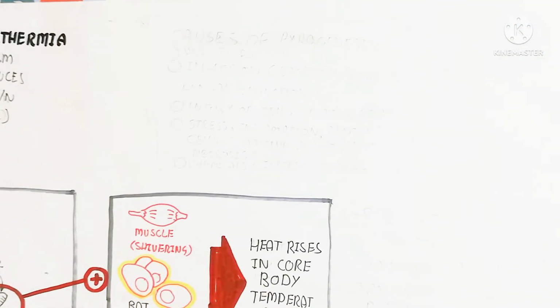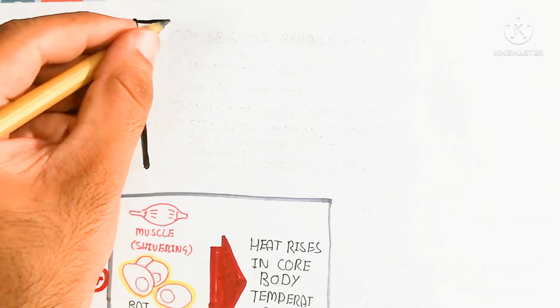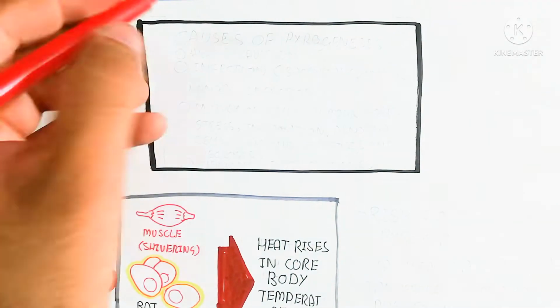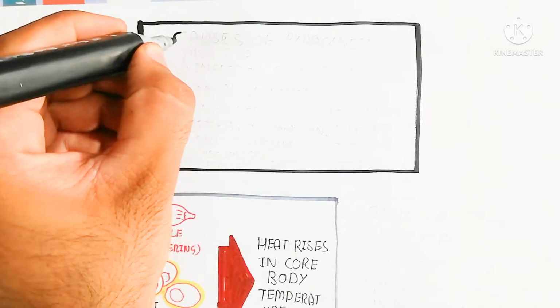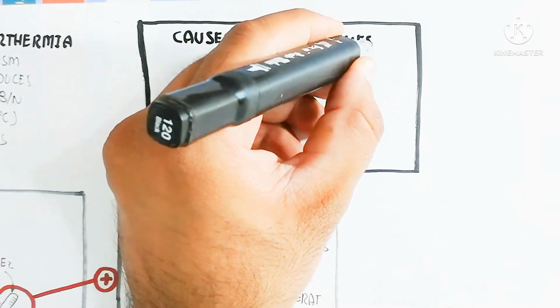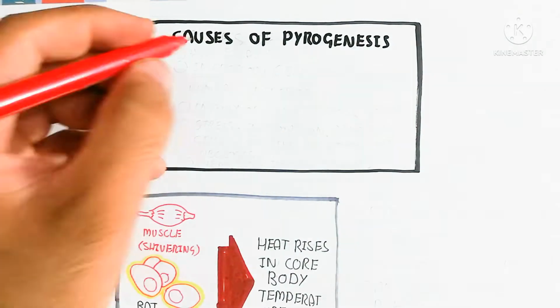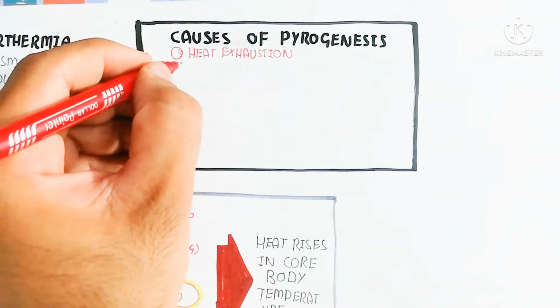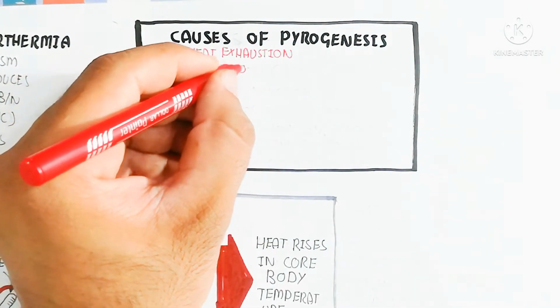So here is aspirin, which is a non-steroidal drug, an NSAID you can say, which will inhibit pyrogenesis, because the cyclooxygenase enzyme activity will be inhibited. While the causes of pyrogenesis are heat exhaustion, infection, and bacterial, viral or fungal infection.